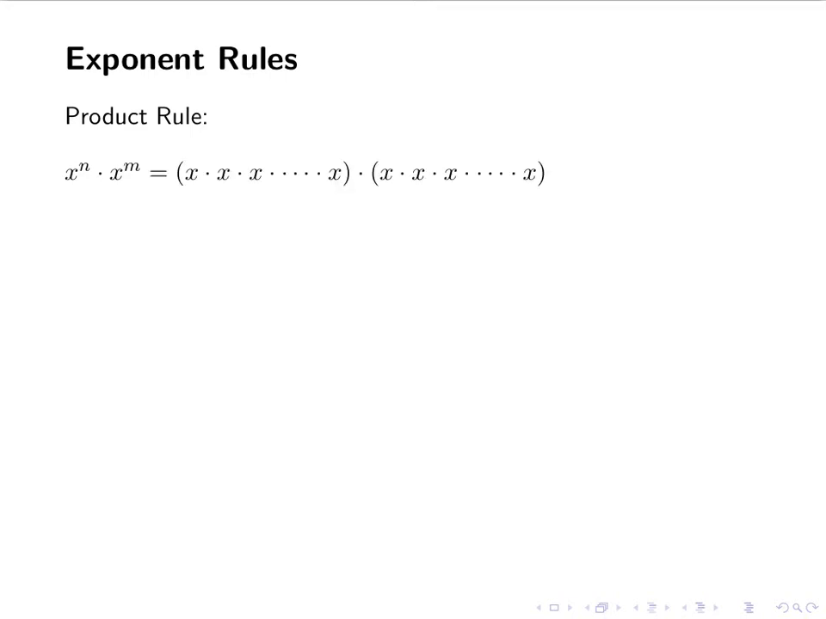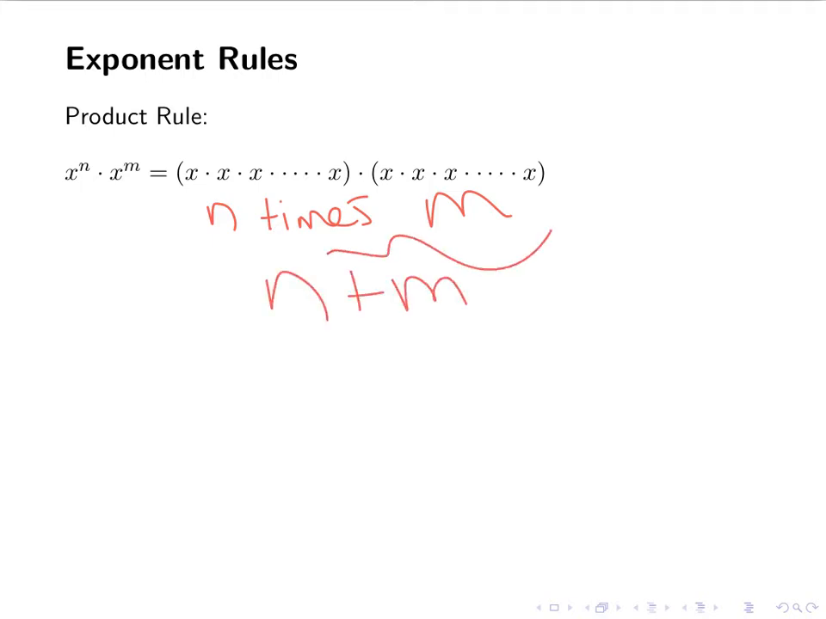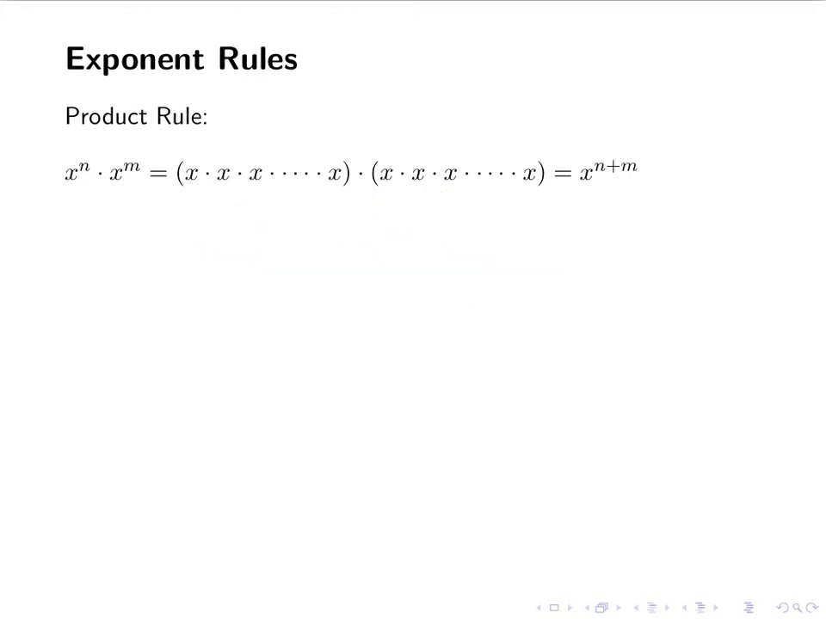So what I'm going to do is just write it out by definition. x to the n is x times x times x, n times, and x to the m is m times. So I have n x's, and then I have m x's, so I have n plus m total x's. And by definition of exponents, that is x to the n plus m. So if you ever can't remember these rules, go back to the definition, what does x to the n mean, and you can always figure it out that way.